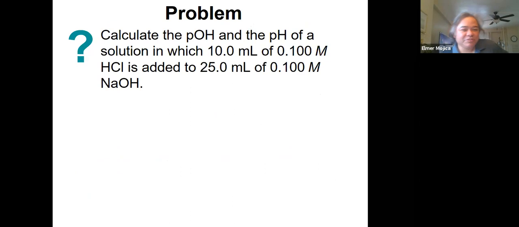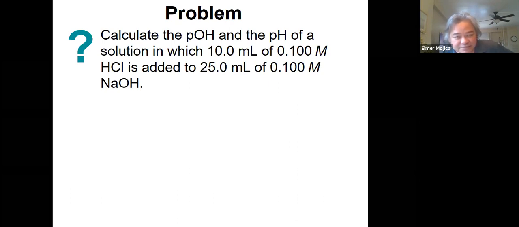Calculate the pOH and the pH of a solution in which 10 ml of 0.1 molar HCl is added to 25 ml of 0.1 molar NaOH. So what do we do here? We can calculate the moles of your HCl and the NaOH, and then determine which one is in excess.